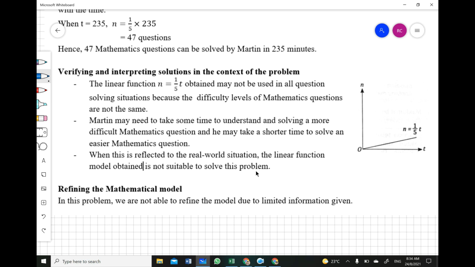So just now, Isa's group also had their own verifying and interpreting solutions, which is very good. So all the mathematical modeling over here actually varies. It depends on how you give your explanation. Okay, so on this part, refining the mathematical model in this problem, we are not able to refine the model due to limited information given. So that's all. You don't have to further add on the reporting findings.